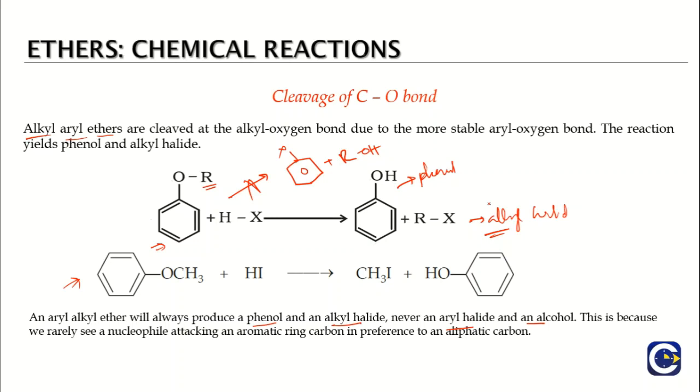Similarly, we can have cyclic ethers, which are readily cleaved by these hydrogen halides. For example, this is tetrahydrofuran. This is a cyclic ether. In many organic reactions we will see that tetrahydrofuran is used as a solvent. We have already discussed it.